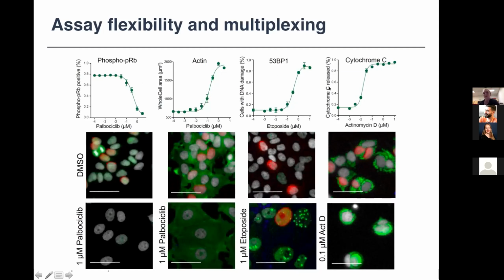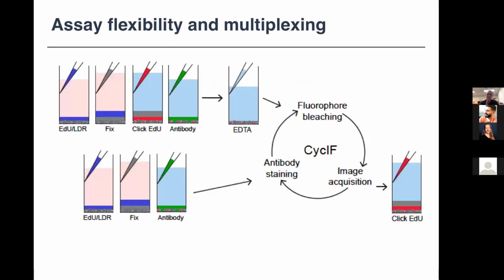And so these are just a few examples of antibodies that we use for specific use cases, looking at CDK4/6 inhibition and its effect on phospho-RB or on cell size using actin, looking at DNA damage in cells treated with etoposide using a 53BP1 antibody to score foci, or looking at apoptosis. In this case, we're looking at actinomycin D treatments with a cytochrome C antibody that is released from the mitochondria in apoptotic cells.